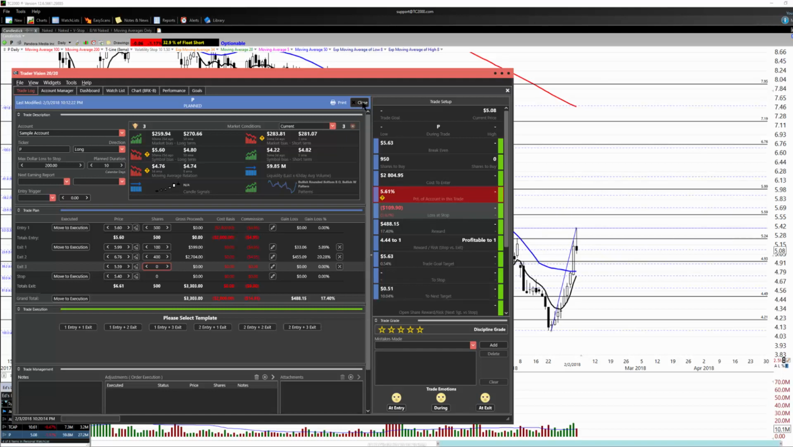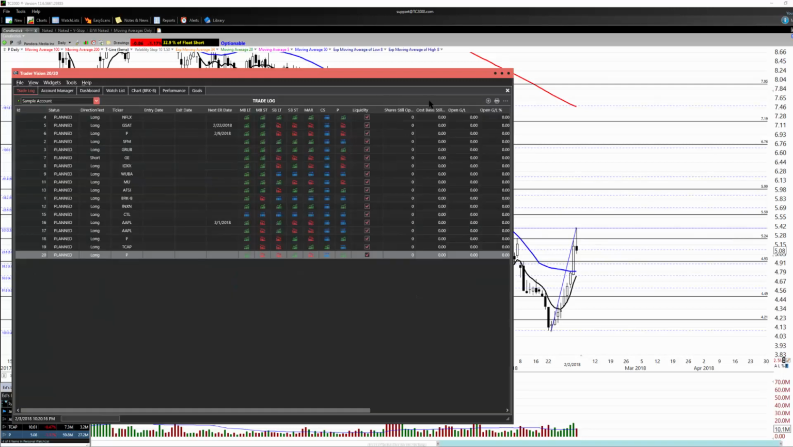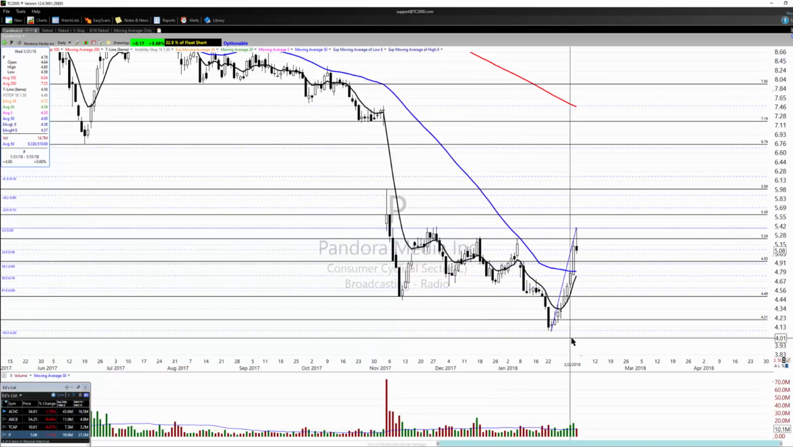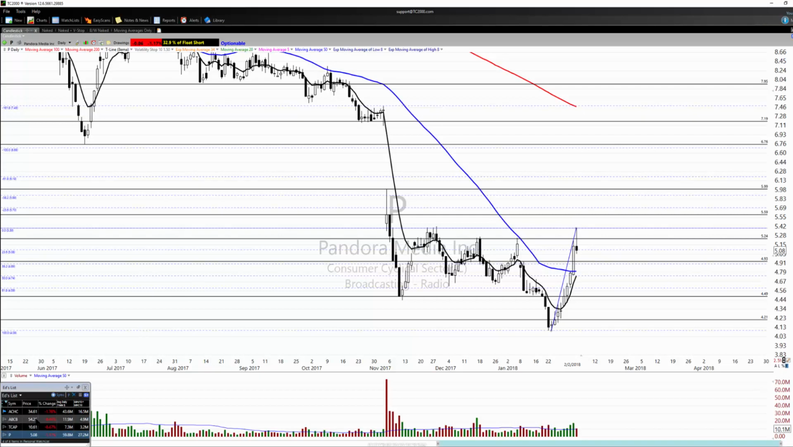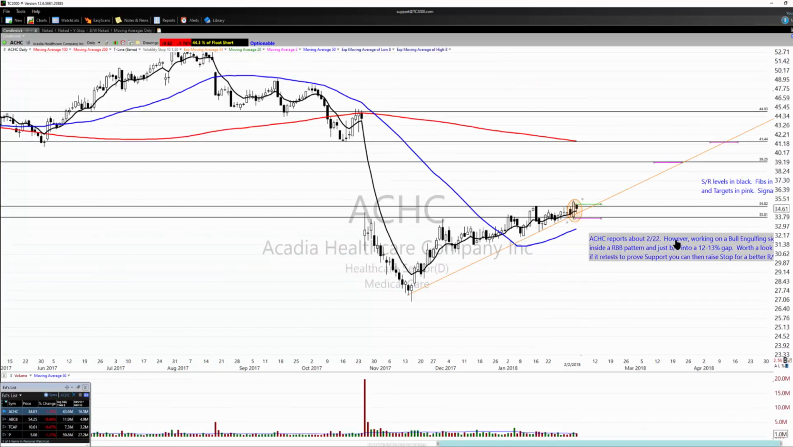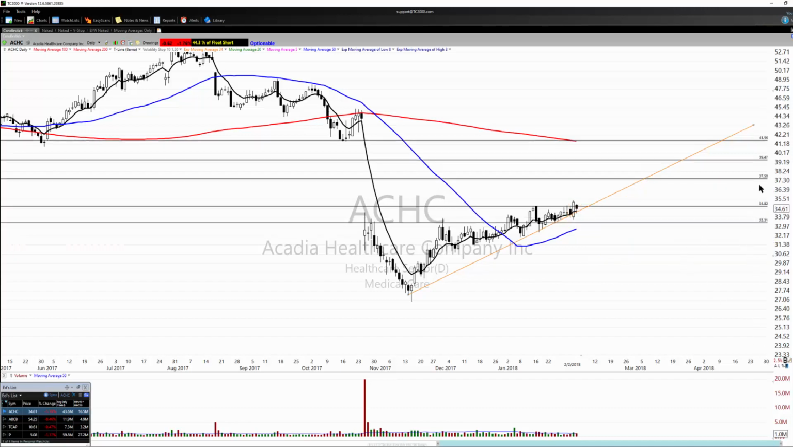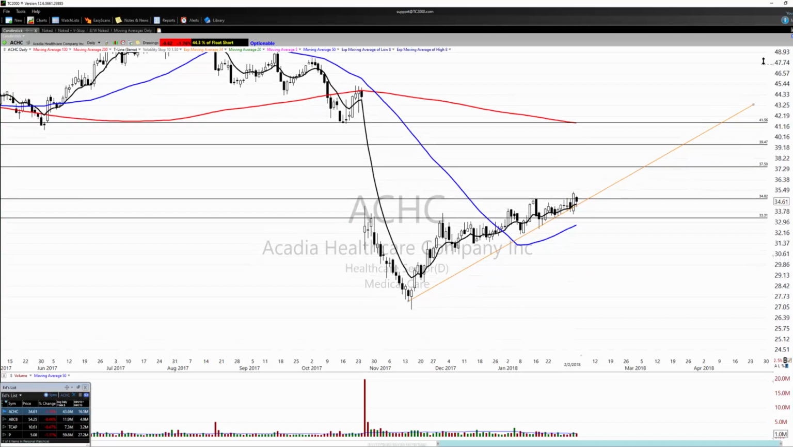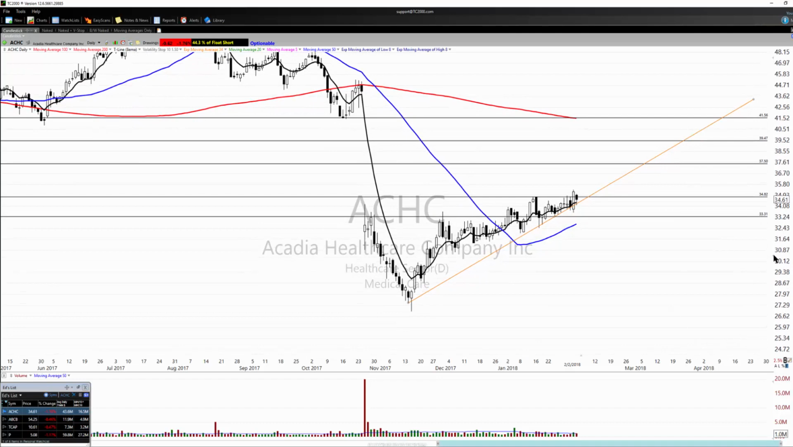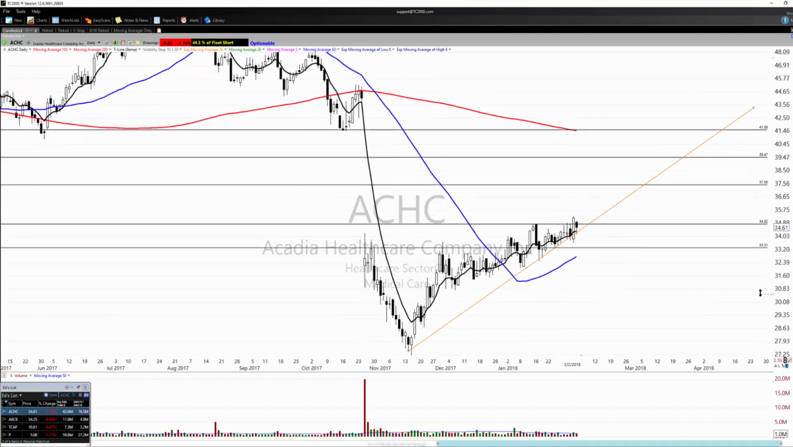Let's do another example. ACHC. Okay, let's drop back here. ACHC is again another one of those rounded bottom breakouts where we have the 50 now turning up. It is broken above the 50. There's still plenty of room up to the 200% there. We've got 20% up to the 200%.